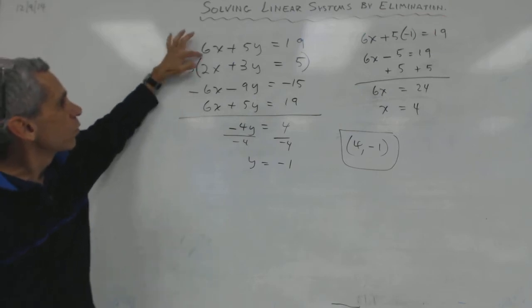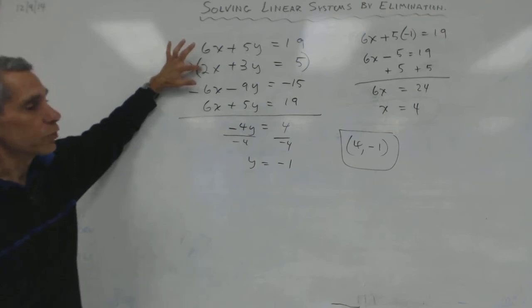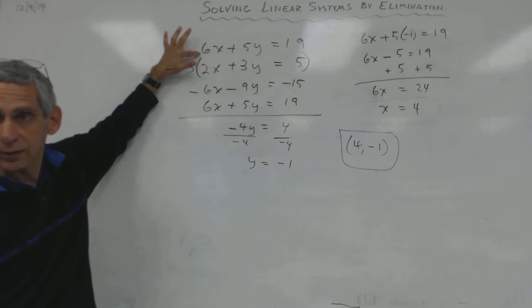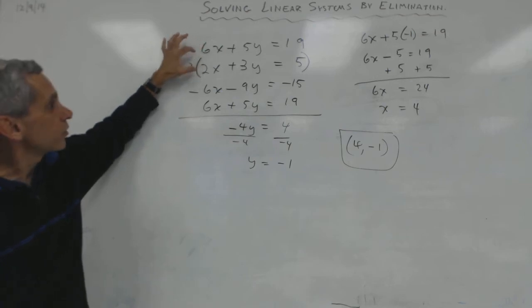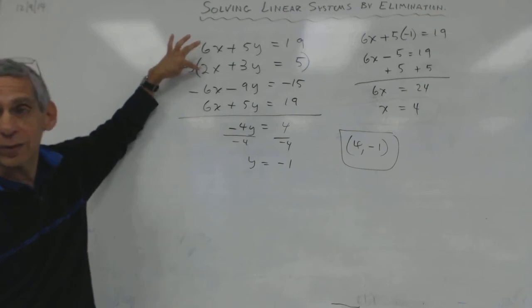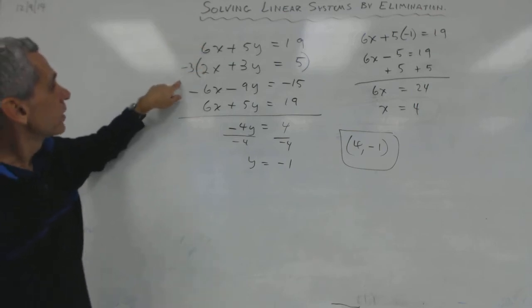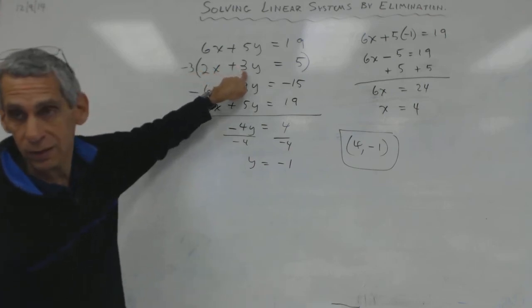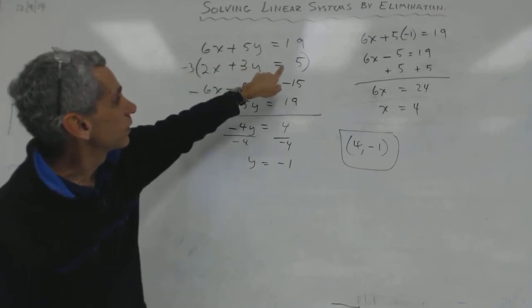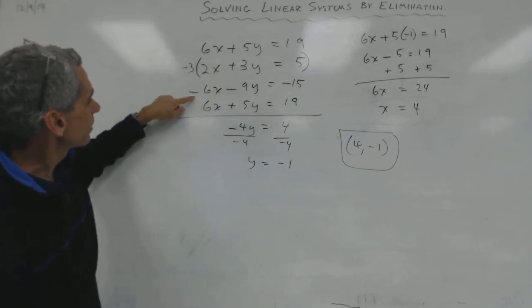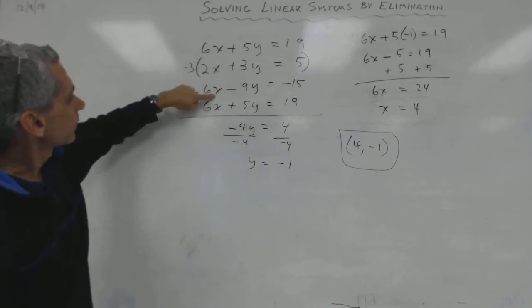And so it would be really easy to multiply the 2 times negative 3 to get negative 6x. You see what I'm doing? I'm just looking at these two numbers, 6x and 2x, and I want it to be 6, so I could multiply 2 times 3, but I want it to be negative, so negative 3. Since I'm multiplying negative 3 times this, I have to multiply the negative 3 times this, and the negative 3 times this. And suddenly I have an equation that has a negative 6x.